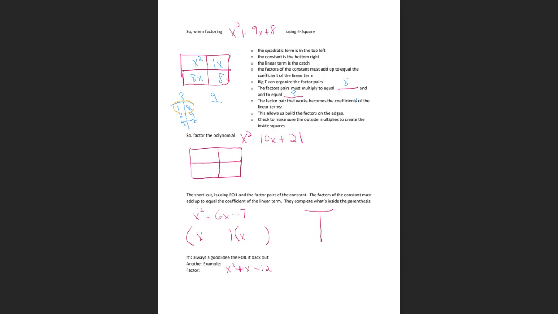Now, what we want to do is build the edges. So I just start here. X times x is the only way to get x squared. X times 1 is the only way to get that 1x. 8 times x is the only way to get this 8x. And 8 times 1 does give me 8. So we started with this, we broke it into these four square pieces, and now we got out to our edges, which is actually the factorization. So x plus 1 and x plus 8 would be my factorization. And again, it doesn't matter what order you put those in.